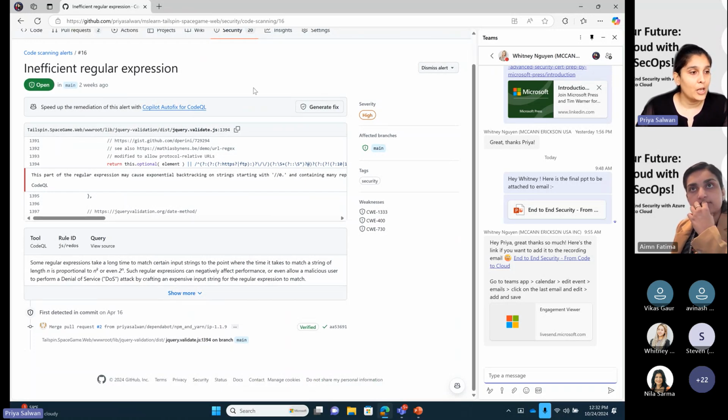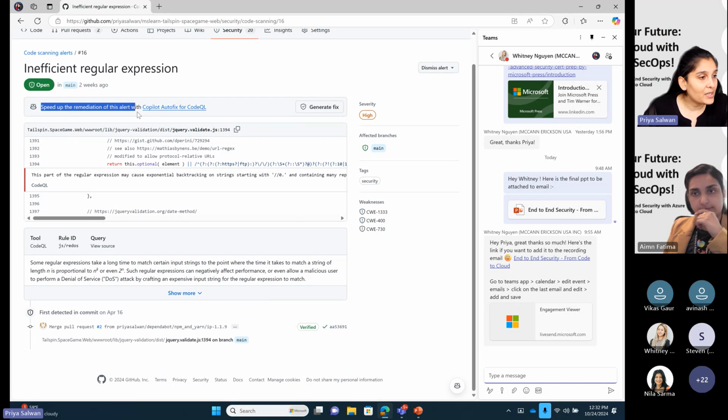It also has severity as well. So the severity says high, affected branches main, and it also gives you the weakness points as well. You can also dismiss the alert if you want. But here you have this feature, speed up the remediation of this alert with Copilot Autofix for CodeQL. And this is the AI capability that I was talking about.